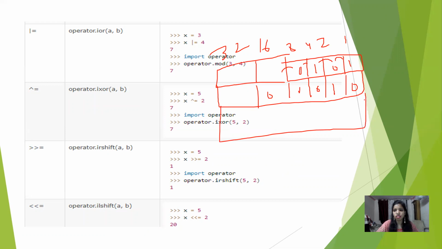Now after the second shift, 0 will be added here, and this 0 will be shifted here, this 1 is shifted here, and this 0 is shifted here.